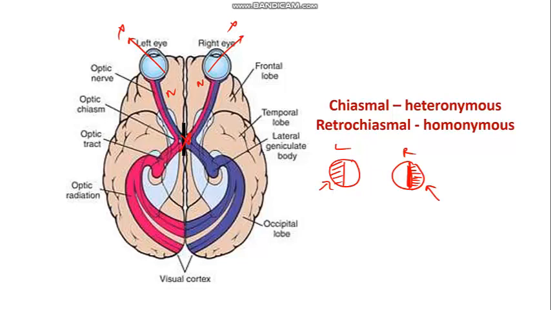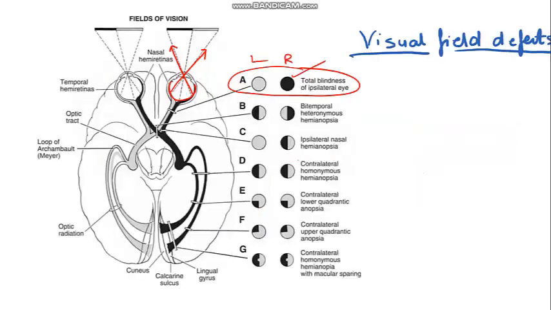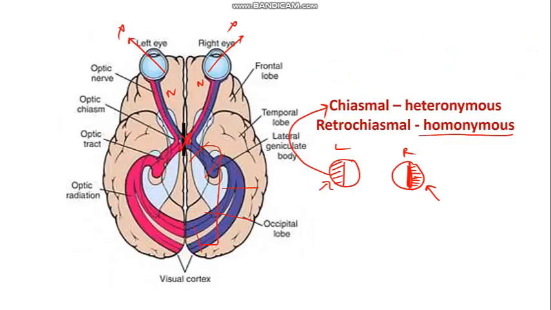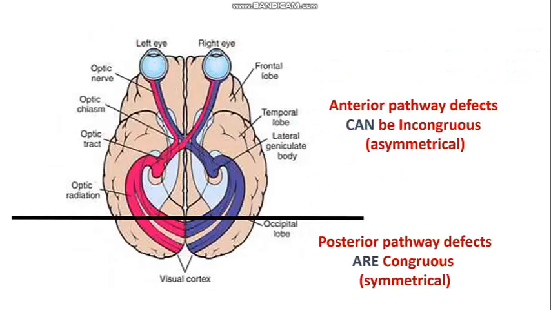Homonymous means they are on the same side, mirror images. So this is an example. Chiasmal lesions are heteronymous, and behind the chiasma, retrochiasmal, whether it is the optic tract, LGB, temporal lobe, parietal lobe or occipital lobe, lesions are mostly homonymous. Homonymous means symmetrical lesions like this. So retrochiasmal lesions are homonymous, while chiasmal lesions are heteronymous.